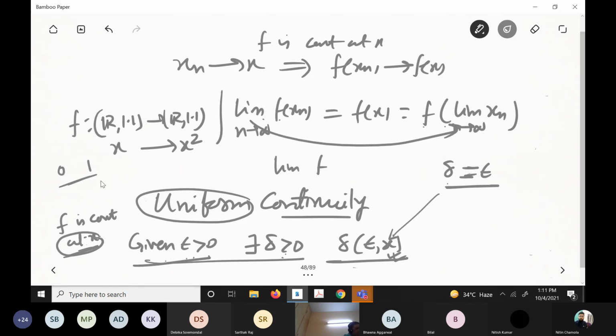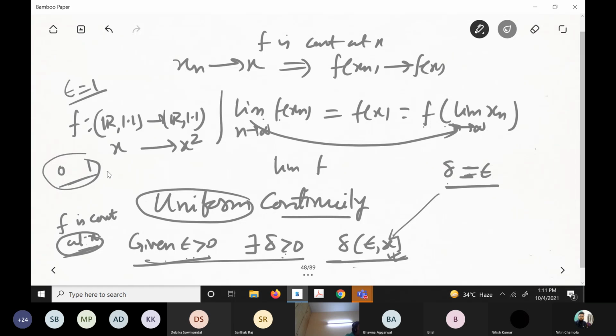That you can see that. You can take epsilon equal to 1, and then pick up these 2 points. See which delta you will get here. You should think about it.